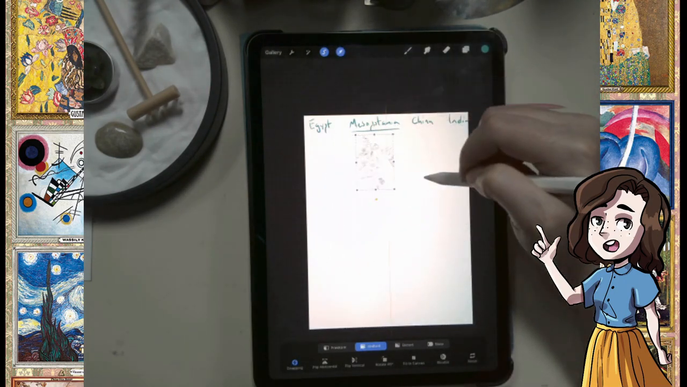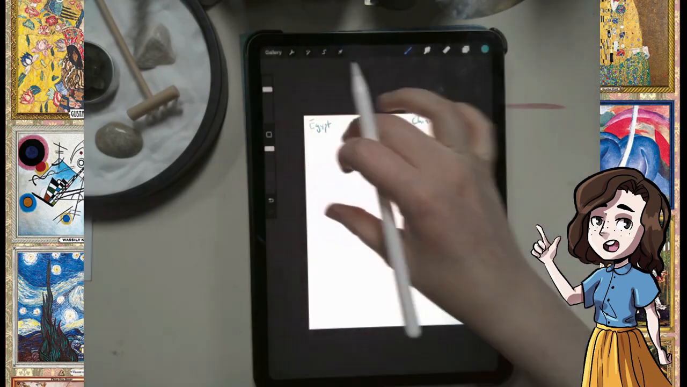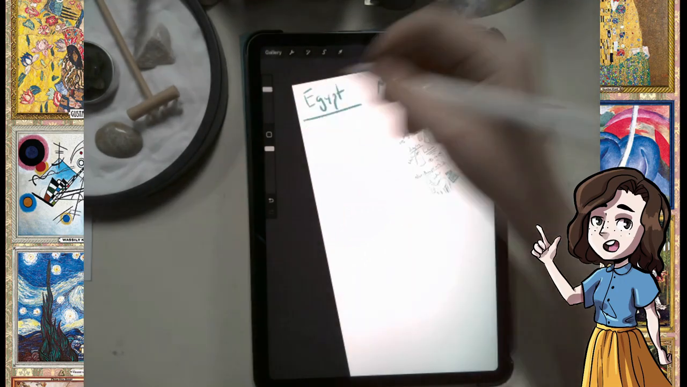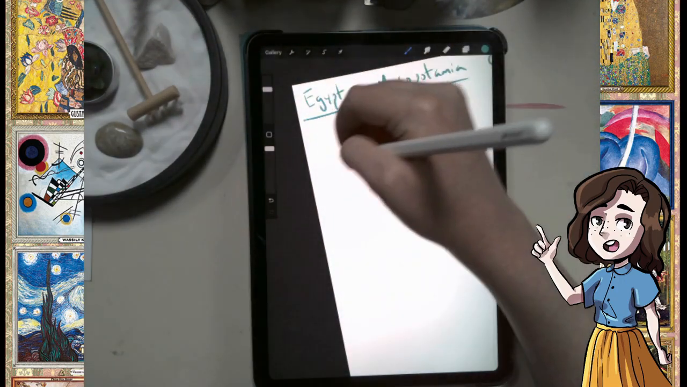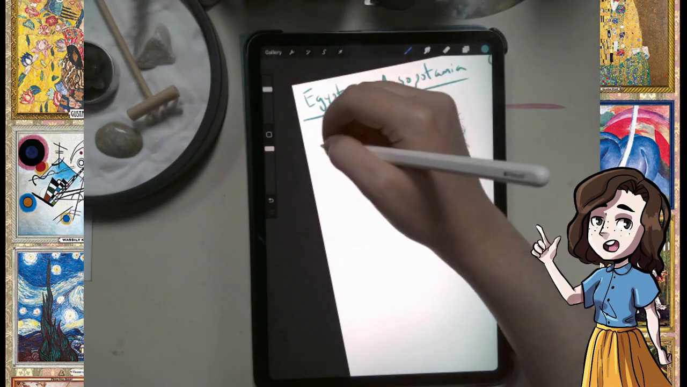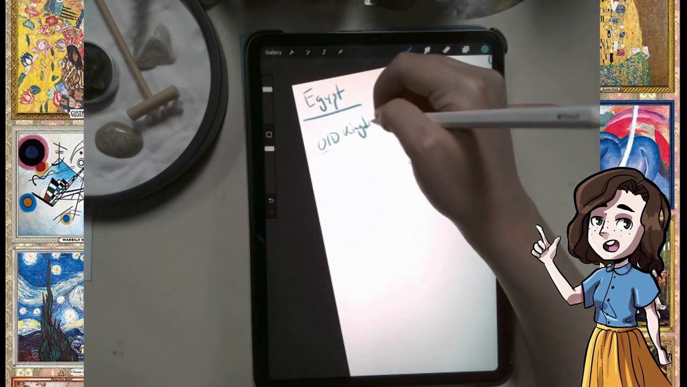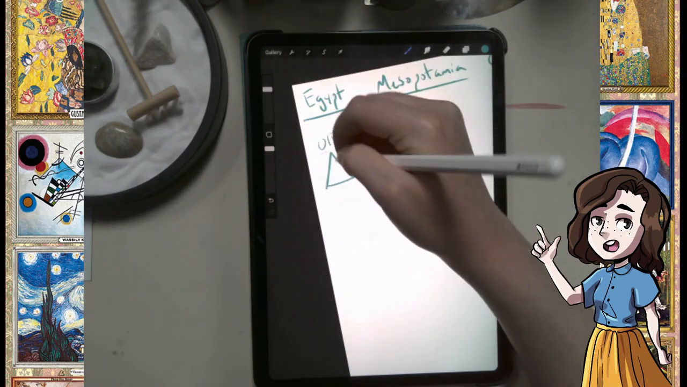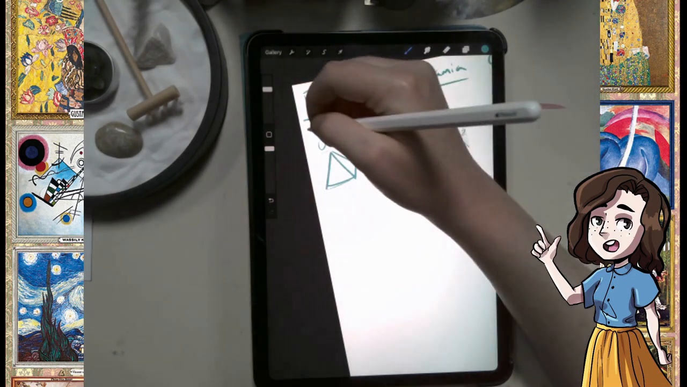Because timeline-wise, while all of this is happening, Egypt's developing. So over in Egypt, while Sumer's figuring itself out, we'll kind of start around here. We have Old Kingdom. Old Kingdom is your pyramids, the very early stuff, pre-dynastic as well.